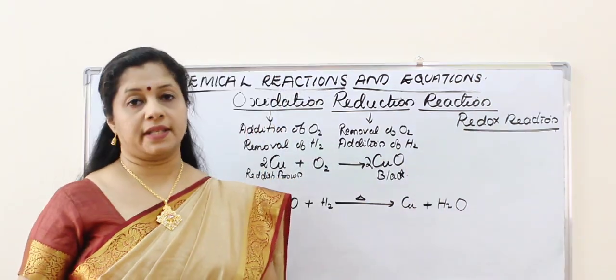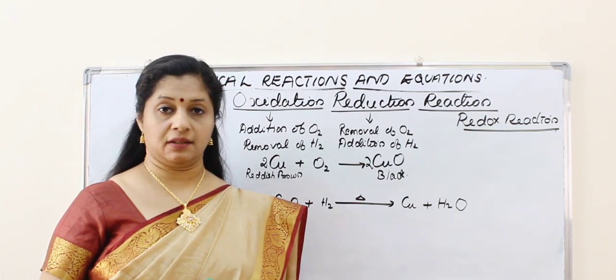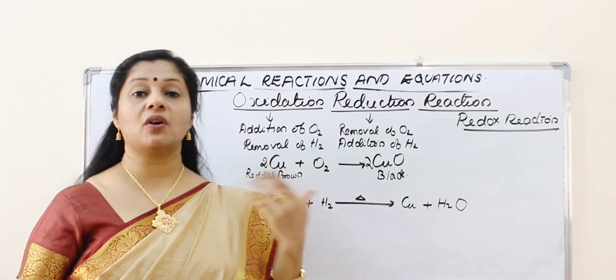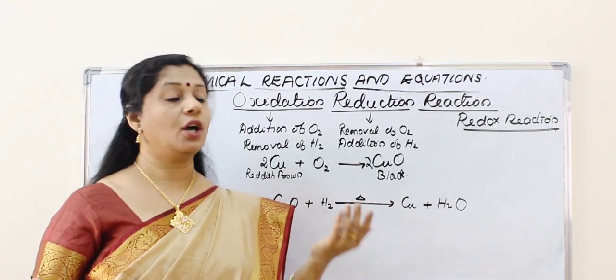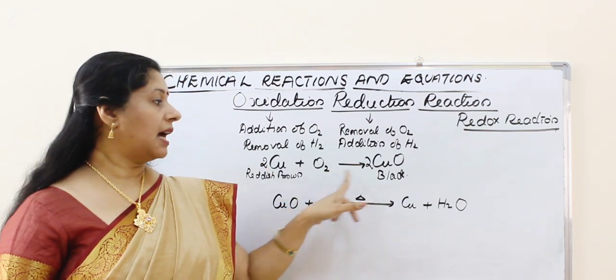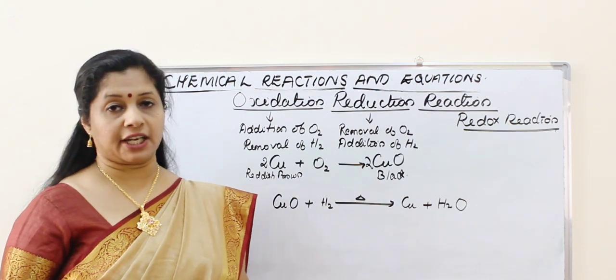What is meant by oxidation? So oxidation can be defined in terms of oxygen. So if that is the case, oxidation means addition of oxygen. If oxygen is added to something, that is called an oxidation. For example, here copper. To that I am adding oxygen. I am getting copper oxide. So this is an oxidation reaction.